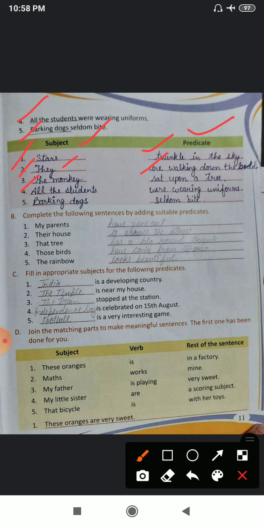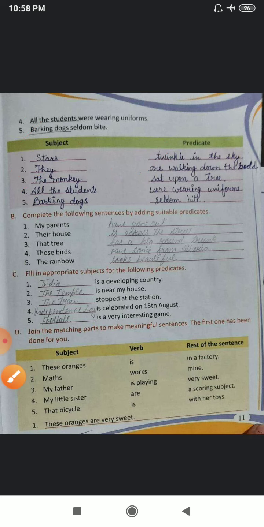Number 3, the monkey sat upon a tree. The monkey, subject; sat upon a tree, predicate. Number 4, all the students were wearing uniforms. All the students, subject; were wearing uniforms, predicate. Number 5, barking dogs seldom bite. So barking dogs, subject; seldom bite is your predicate. Right. I hope you all have understood this very well.